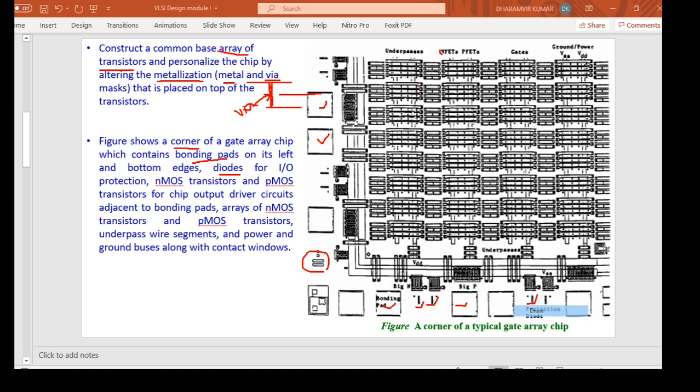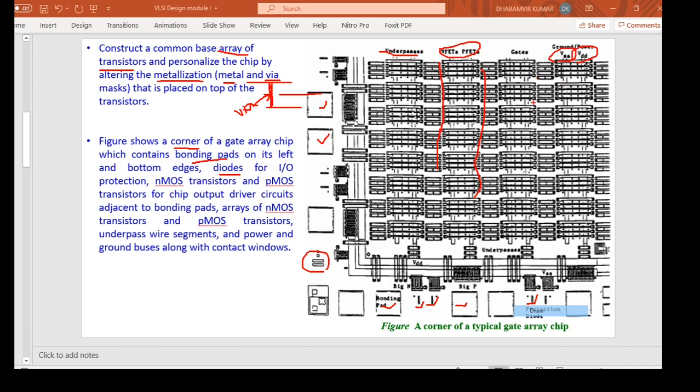Okay, look at this. These are NFETs and PFETs. So these are the array of NMOS and PMOS transistors, right? And they will be used for forming different circuits by using metallic interconnects. Underpass wire segments, so these are underpass wire segments, and power and ground buses. Where is the ground bus? This is VSS. Okay, this is the ground bus, and this is the power bus. So it needs a power supply and one ground supply.